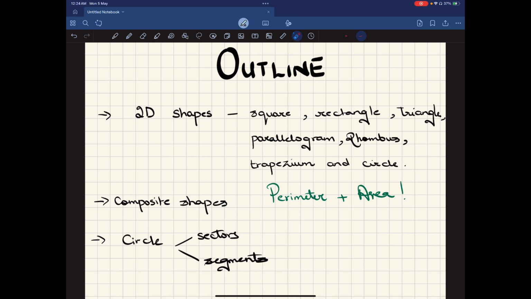And finally, we'll go deeper into circles, covering sectors and segments, which is extremely important. But feel free to skip ahead if you're confident with any section and focus on what you really need help with. So let's get started and make sure this topic is 100% prepared.